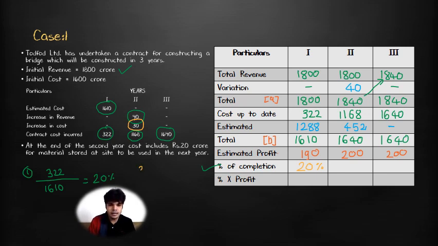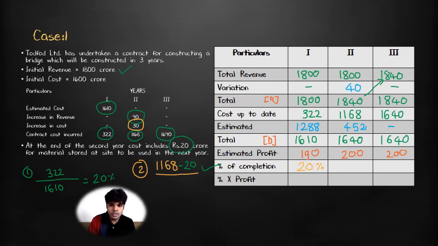Let us find out the same for the second year. For the second year, how much total cost has been incurred? It is 1168. But we have to keep one thing in mind here: at the end of the second year, the cost includes rupees 20 crores of material stored at site to be used in the next year. So from this 1168 we have to subtract that 20, because that 20 will be used in the next year, that is, the third year. So it is 1168 minus 20, divided by what is the total cost here?